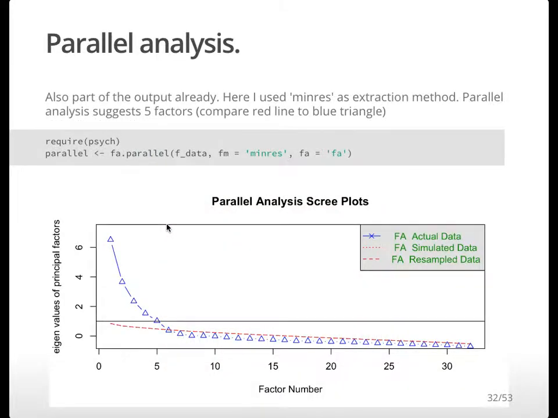So this is the parallel analysis. We call it parallel, and now the only difference is fa.parallel, and then the data, the factor method, and we have to say it's factor analysis. And then you get this type of plot. You have the factor analysis in blue for the actual data. And then you have simulated resampled data, but you can't really see the red dotted line because it's so small. But resampled means from the same type of data, so you can think of it as a sort of bootstrapping type of way.